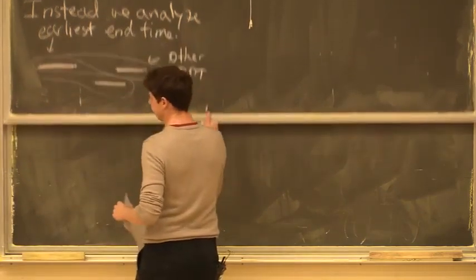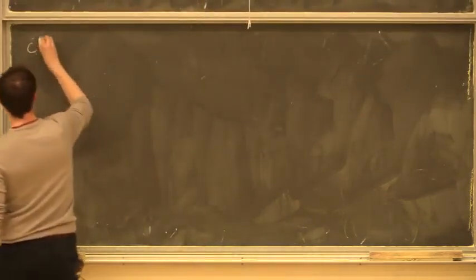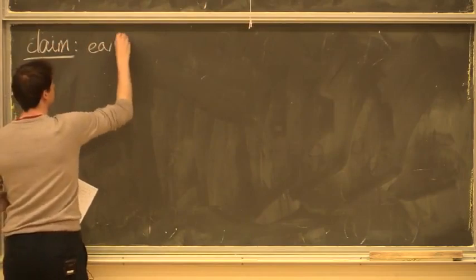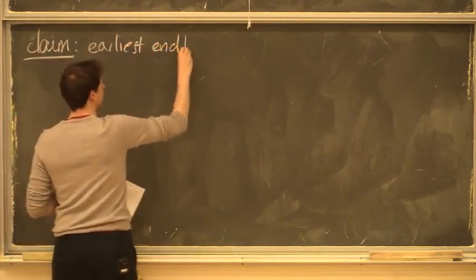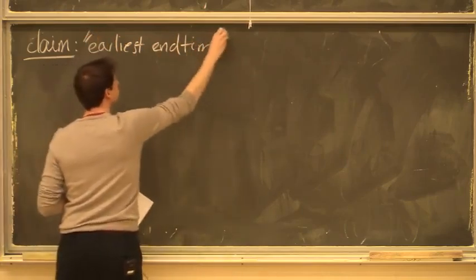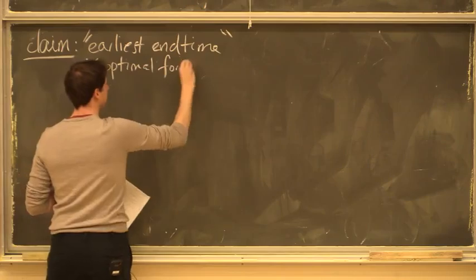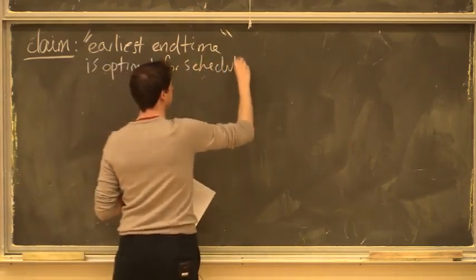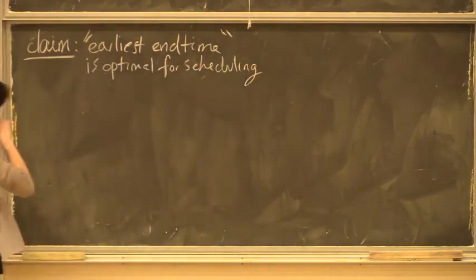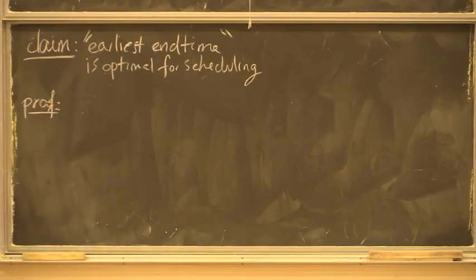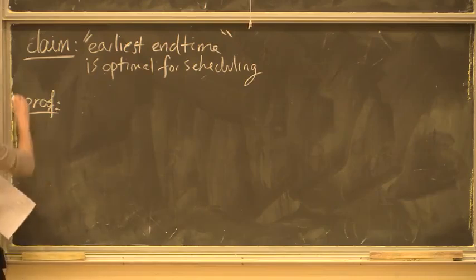So let's give it some space. So we're going to prove the claim that earliest end time as a strategy is optimal for scheduling. So we're going to start first with a proof that's not entirely formal, but it kind of gives the intuition; we're going to really do it properly by contradiction. So I'm going to put proof first in quotes.